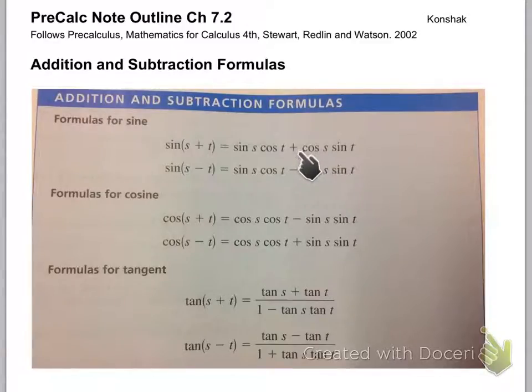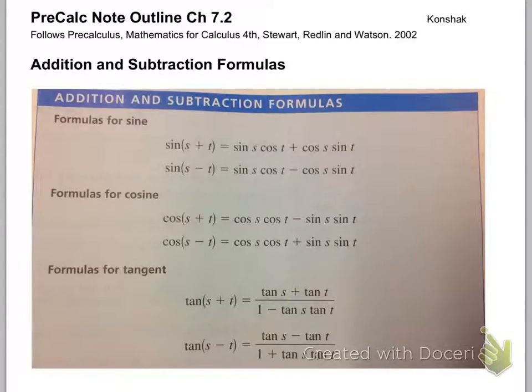I'm sorry. Start over. The sign between the trig functions follows the sign between the angles. But when we get to cosine, it's the opposite. So when you're adding the two angles inside cosine, you're actually subtracting the trig functions. And cosine is one of those that goes cosine, cosine, sine, sine. There you go. There's a video.